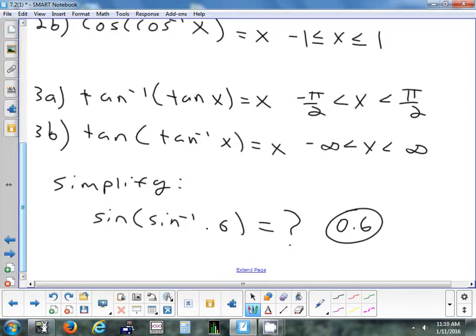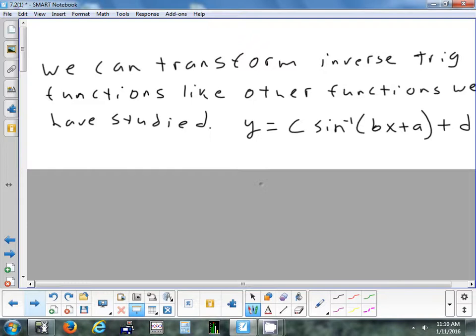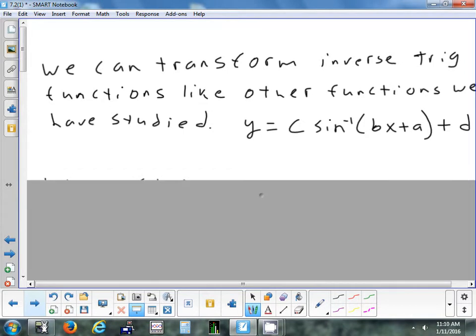Okay, so any questions on the formulas? Okay. So with any of the functions I just put on the board, inverse sine, inverse cosine, or inverse tangent, we can transform them just like every other function we've studied all year. Every letter does exactly the same thing, all the same things you need to be careful with. Just as a quick reminder, what would A do? Left or right? Yep, that's my horizontal shift. That's my horizontal stretch. Be careful with A and B. They do the opposite of what you would expect.